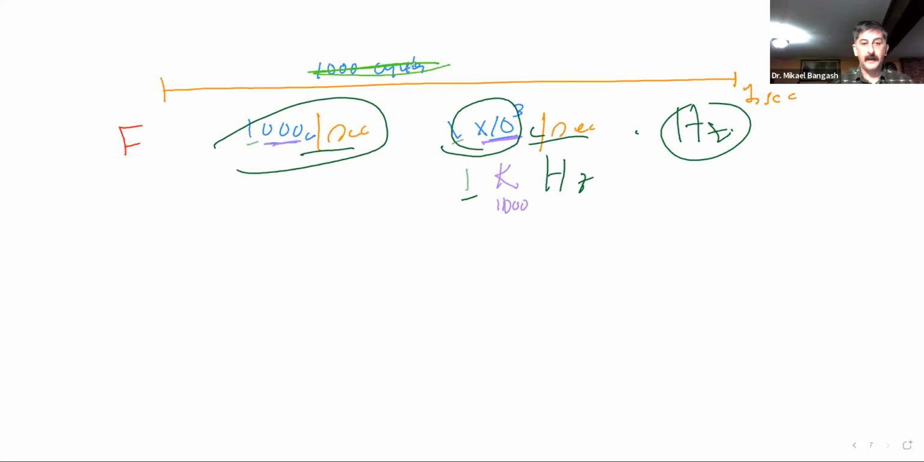In ultrasound, we may not even talk in kilos. We are actually going to go into megas. For instance, if we had 1 million cycles completed in 1 second, we will mainly say that our frequency in that case is 1 megahertz.